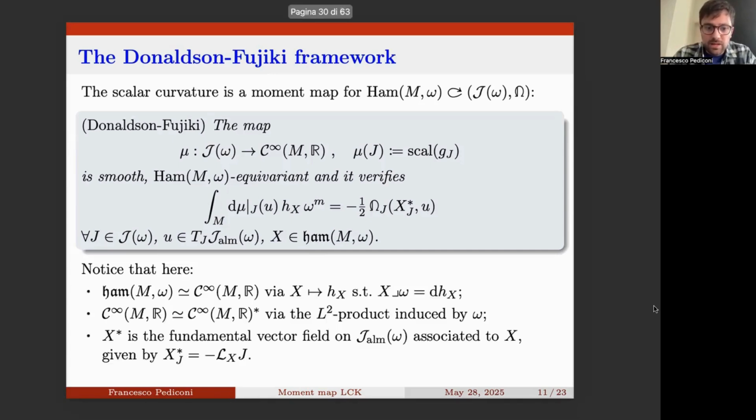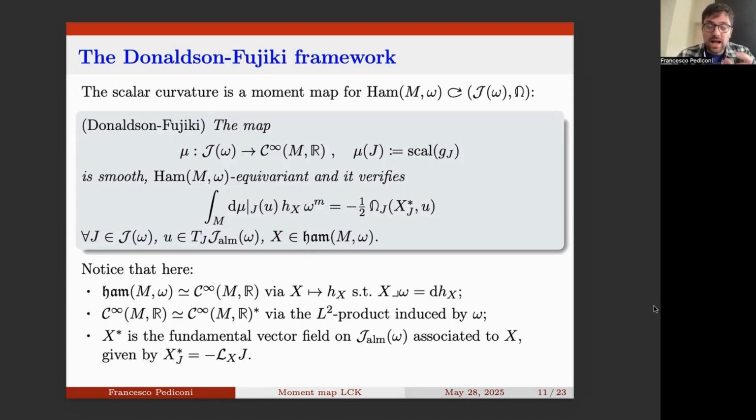Let me be a bit more precise. Here, X star is the fundamental vector field on the infinite dimensional manifold associated to X. It can be explicitly computed, and it turns out that X star at the point J is nothing but minus the Lie derivative of J in the direction of X. This is actually a true moment map equation, at least formally, because if you remember, the target space of the moment map should be the dual of the Lie algebra. Here, the Lie algebra is the Lie algebra of Hamiltonian vector fields.